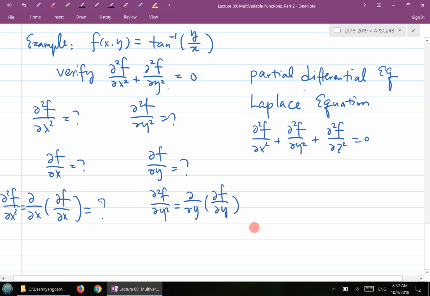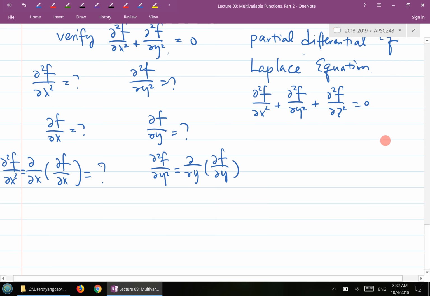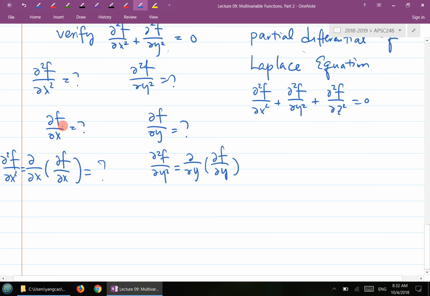I'll just calculate this one here, and then you can exercise the other side. Alright, so let's start from here. So what is partial f over partial x? Let's write down partial f over partial x.